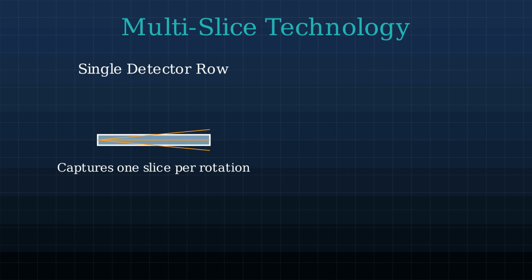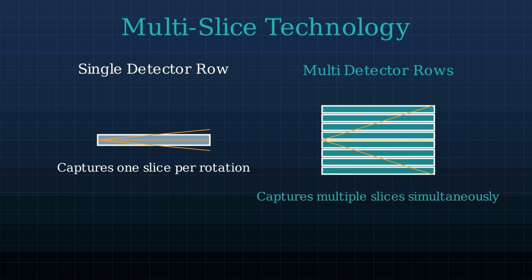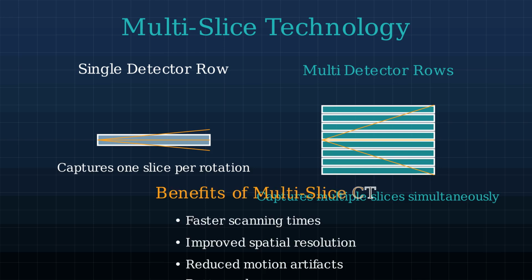Modern CT scanners use multi-slice technology with multiple rows of detectors to capture many images simultaneously. Traditional single-slice CT scanners capture only one slice of data per rotation of the X-ray tube. In contrast, multi-slice CT scanners have multiple rows of detectors that can capture up to 320 slices in a single rotation. This technology offers numerous benefits, including faster scanning times, improved spatial resolution, reduced motion artifacts, and better volume coverage.